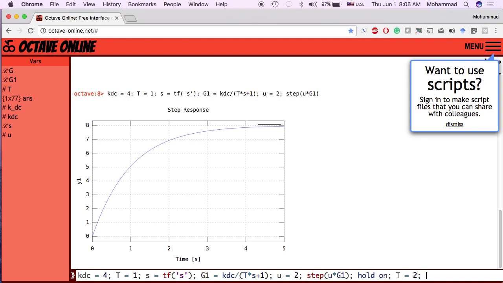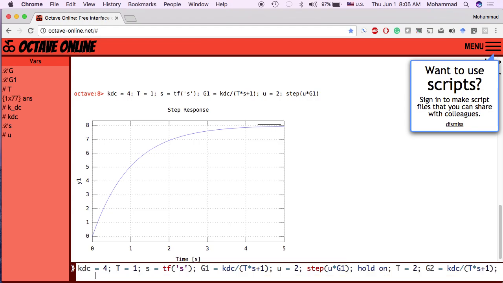And then you need to define the transfer function. If you're not changing KDC, you don't have to redefine KDC. It's already in the memory. So you can say G2 is the same KDC divided by now the new value of t times s plus 1. And then you want to step U and G2 on the same plot, basically.